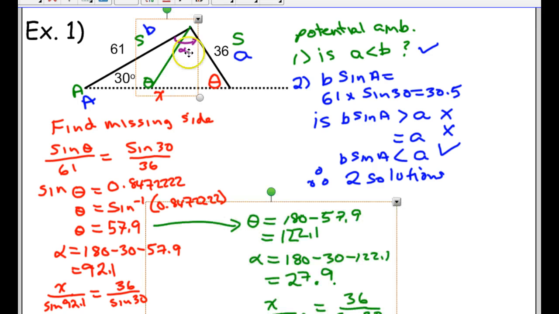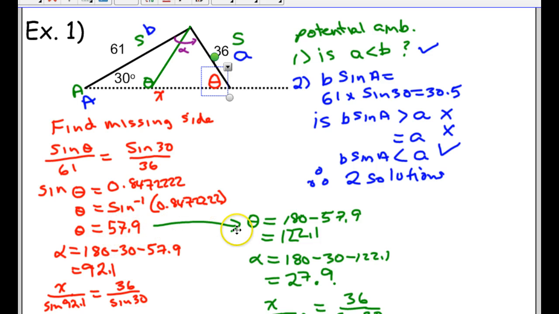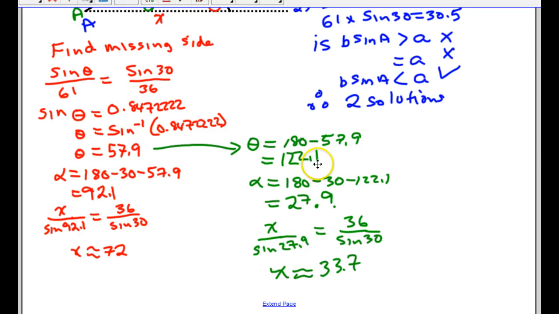Now our second solution involves this line in here and this angle in here. And so the key, again, is recognizing that in order for these two angles to have the same sine value, they must add to 180 degrees. And so if the red angle was 57.9, subtracting from 180, we get 122.1 as the second possibility for that angle. The new alpha value, which now would be just that small angle up in there, in the second case, we subtract the 180 minus the two angles we know, which is 30 and 122. We get 27.9, and then finish up the question in exactly the same way.